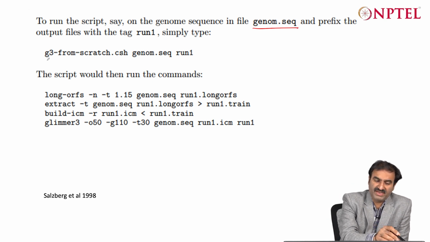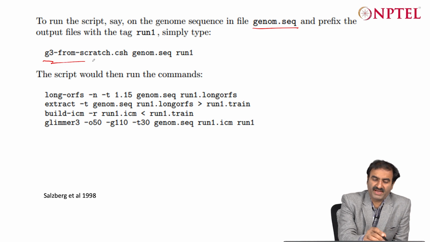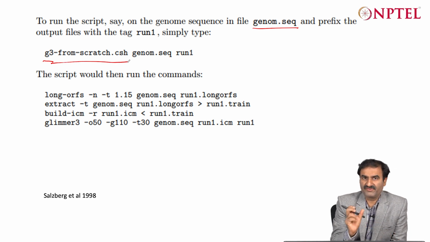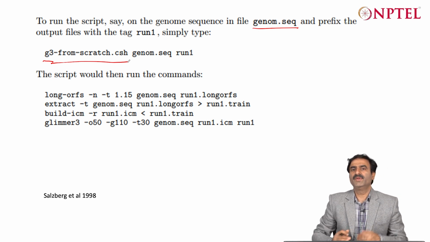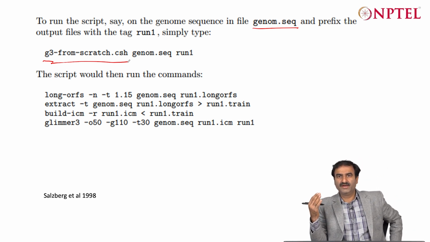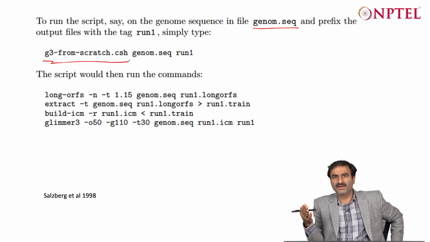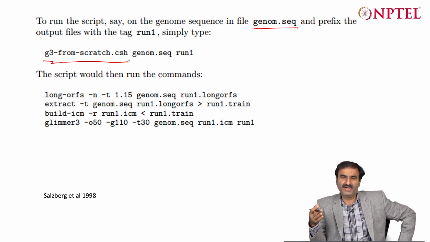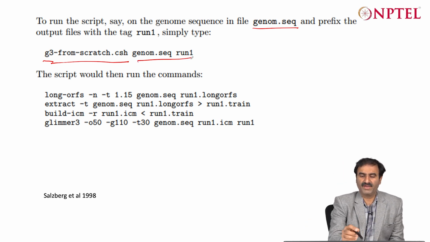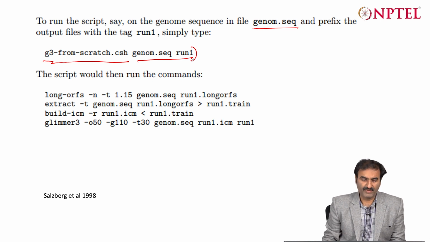So you can say G3, Glimmer 3 from scratch.csh. .csh is for a script. From scratch means that it is doing an ab initio prediction from scratch. It doesn't need any kind of reference or supporting genes file to give you some help in training. So it is ab initio, it gets trained on its own on the given genome and does not need any training set from outside. And this is the input file, and the output folder name run1.